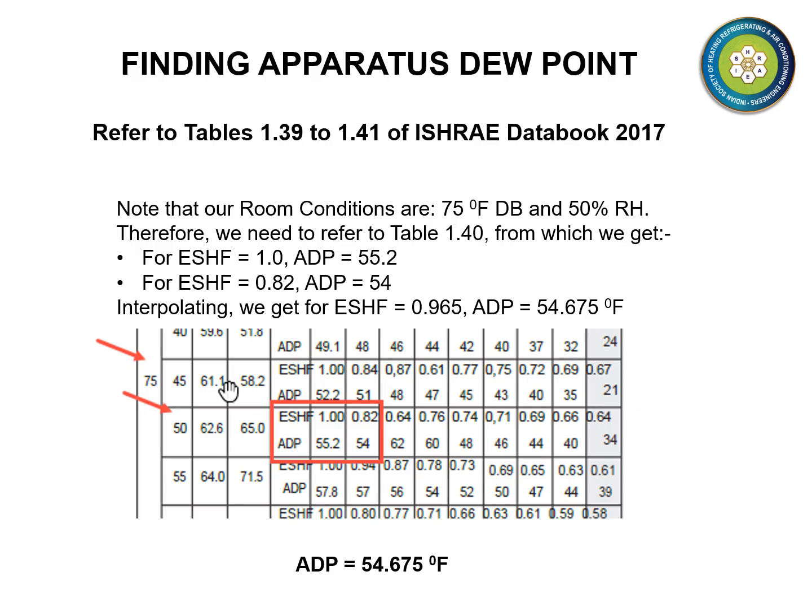Tables 1.39 to 1.41 of ISHRAE Databook 2017 show the required ADPs for different room conditions and different effective sensible heat factors ESHF. For the cooling coil of our AC plant, ADP works out to 54.675 degrees Fahrenheit.